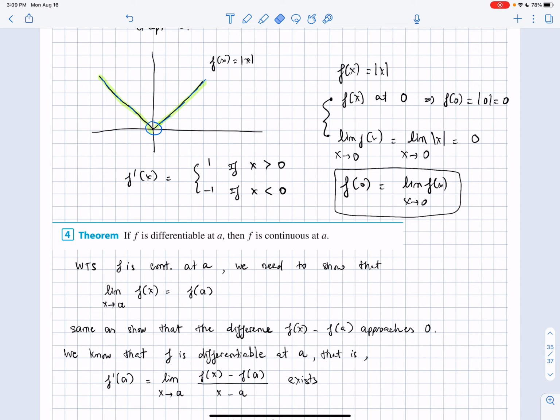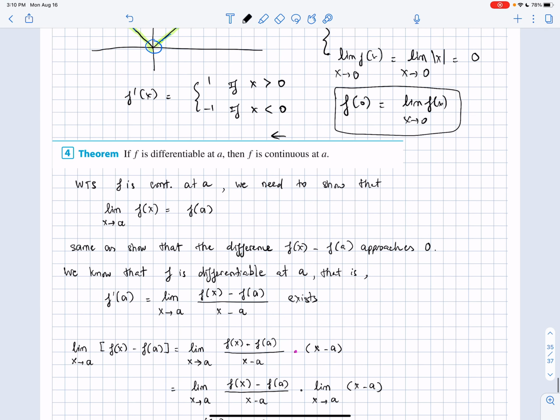But if the function is differentiable at a point A, then the function f is continuous at A. That is theorem number 4. So if f is differentiable at A, then f is continuous at A. This is true. But if we go the opposite direction, if f is continuous, then f is differentiable, this is wrong. The example for the wrong direction is the absolute value of x.